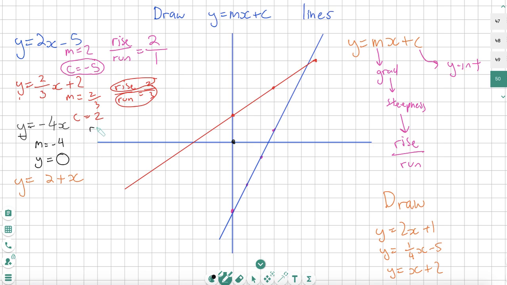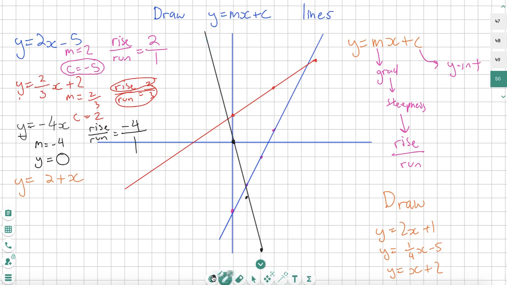So the rise over run is minus 4. So let's turn it into a fraction. Simple, negative 4 over 1. So a rise of negative 4 means a drop of 4. So 1, 2, 3, 4, and run 1. So remember, when we run, we go to the right. So 1, 2, 3, 4, we run once. We got some points. Now we can draw our line.